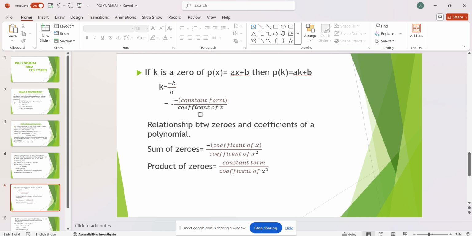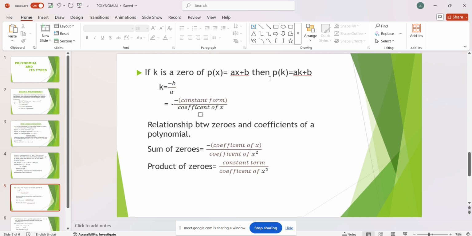Taking the linear polynomial ak plus b, p of k equals 0 means ak plus b equals 0. That is ak equals minus b, so k equals minus b by a. Look at that, minus b. In ax plus b, the x coefficient is a and the constant term is b. So minus b is minus of the constant term.